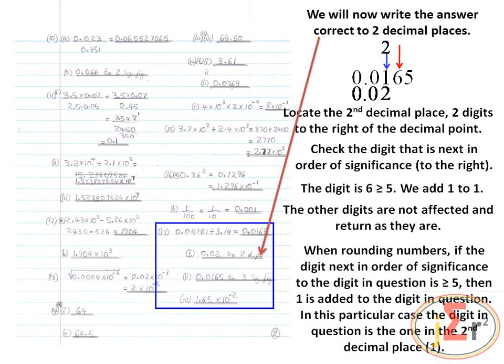When rounding numbers, if the digit next in order of significance to the digit in question, so this one is the digit in question, if the one next in order of significance is greater than or equal to 5, then we add 1 to the digit in question. In this particular case, the digit in question is the one in the second decimal place, and the one in the second decimal place is this one.